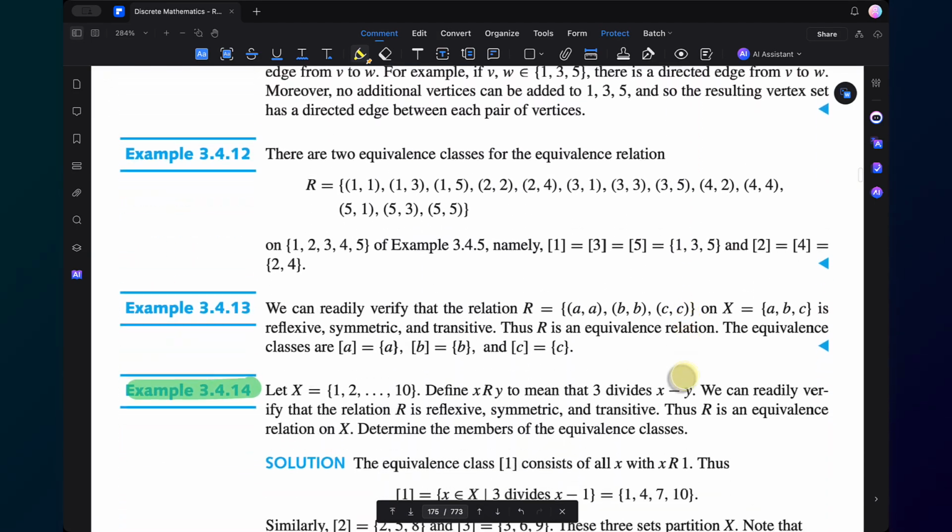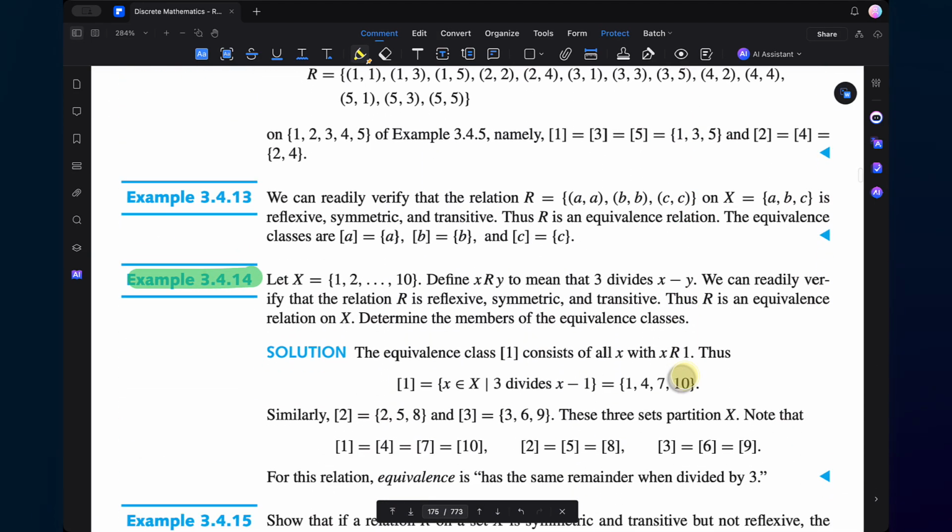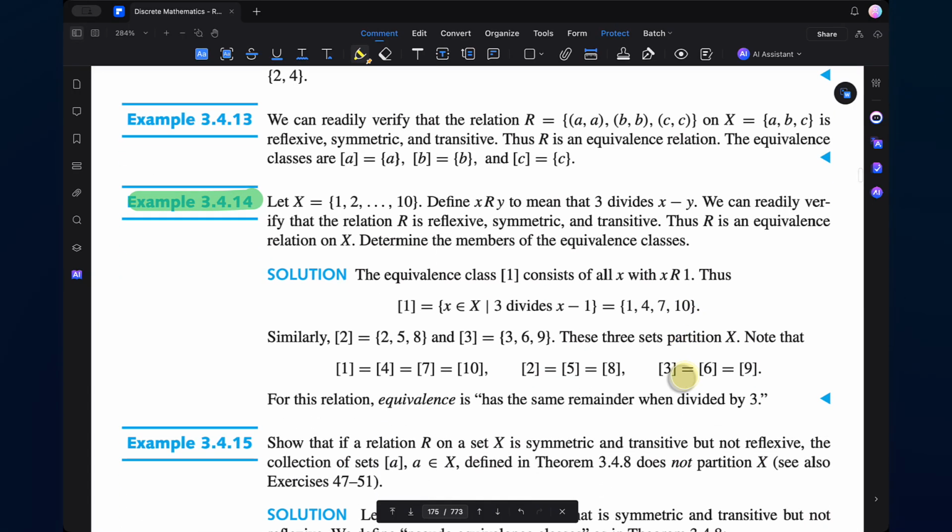Where does this come up in practice? Let's look at this example. Let X be the set of elements 1 through 10. Define x is related to y to mean that 3 divides x minus y. Now we have to check this out. We can readily verify that the relation R is reflexive, symmetric, and transitive. Thus, R is an equivalence relation on X. And it says determine the members of each equivalence class.